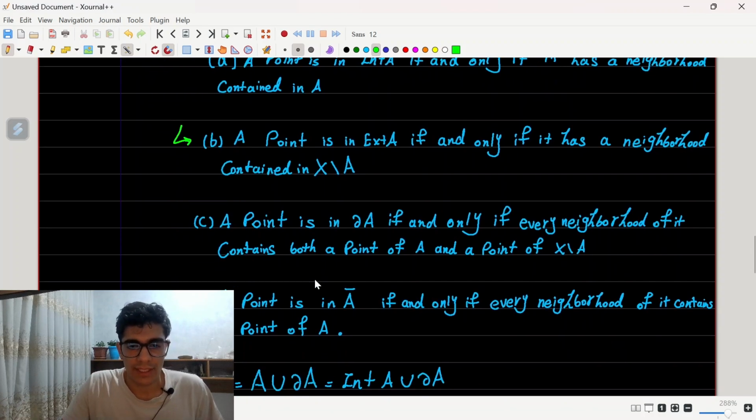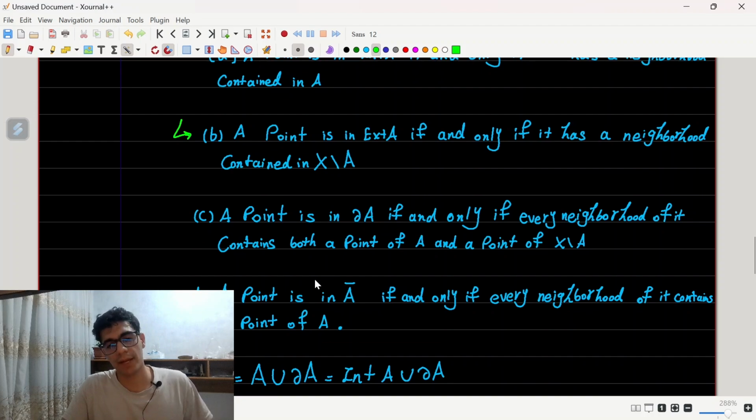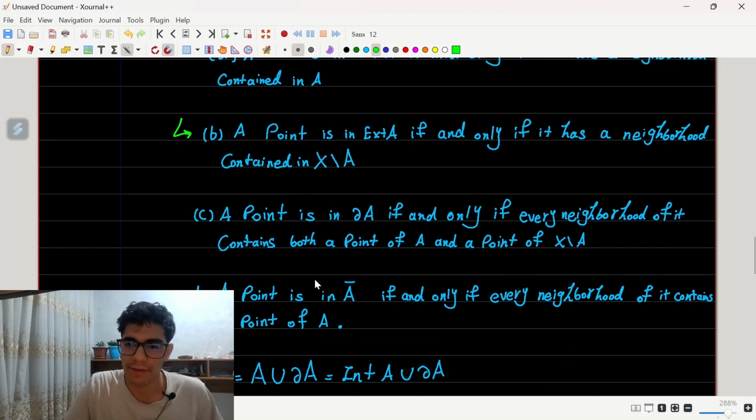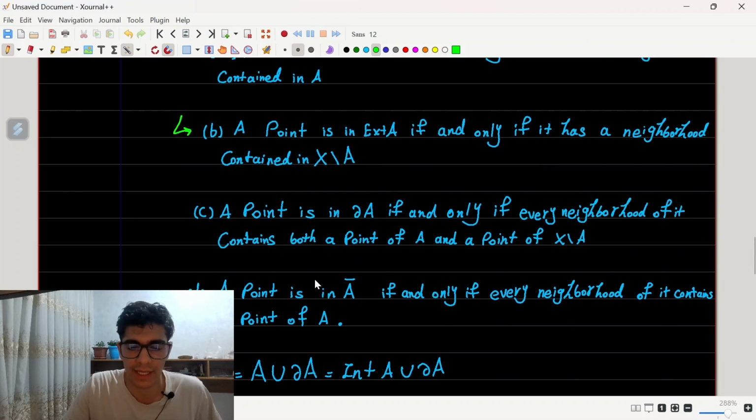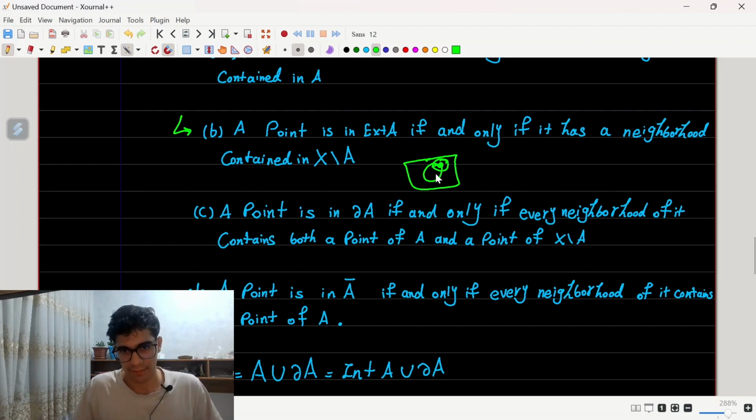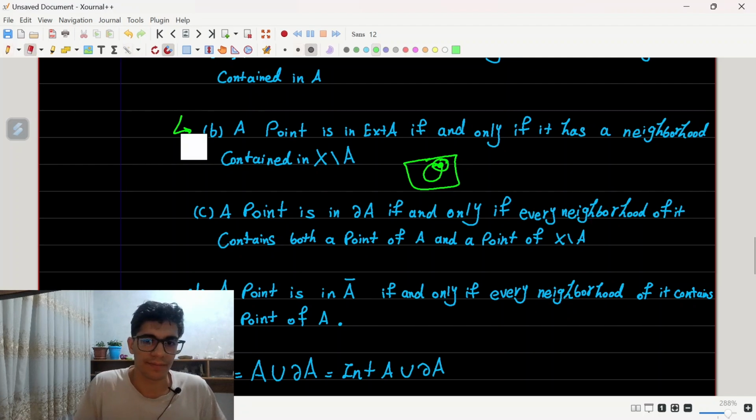Then we have a point is in the boundary of A if and only if every neighborhood of it contains both a point of A and a point of X subtracted by A. And that is just, let's say if we have a point here, then for every neighborhood around it, you can see that it does intersect A itself and the exterior of A. So yeah.